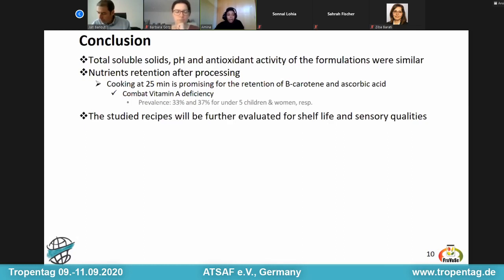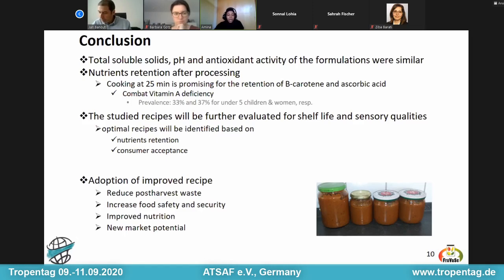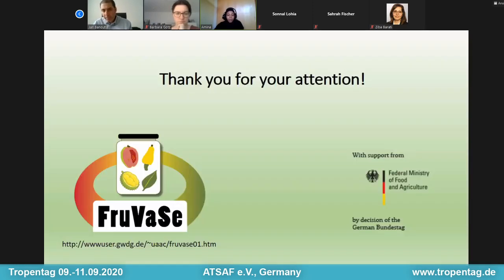And the studied recipes will be further evaluated for shelf life and sensory qualities, and optimal recipes will be identified based on nutrient retention and consumer acceptance. Therefore, adoption of this improved recipe and preparation method is forecast to reduce post-harvest loss and waste, increase food safety and security, improve nutrition, and create new market potential.